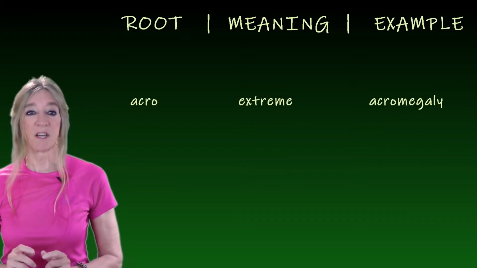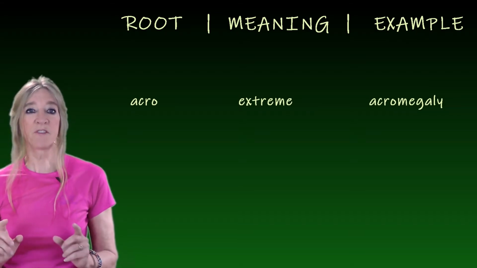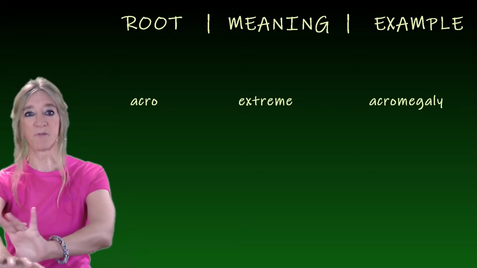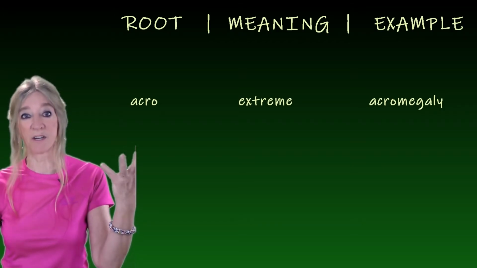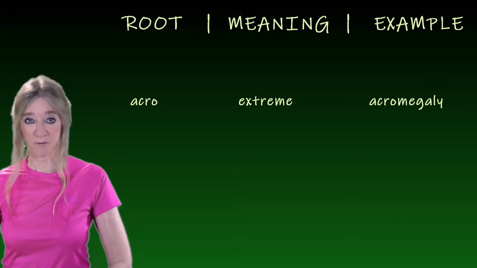The next root, acro, meaning extreme, and this use of extreme doesn't necessarily refer to excessive, it means far out. For instance, the hands and feet are far out from the body. Your hands and feet are called extremities. They're the farthest out from the core of your body.